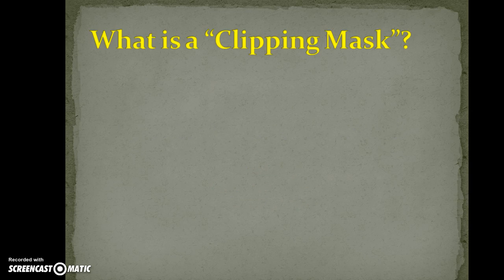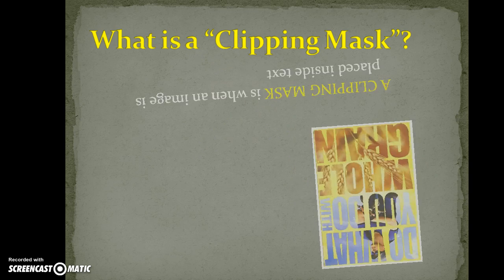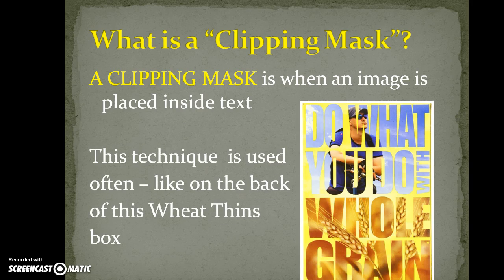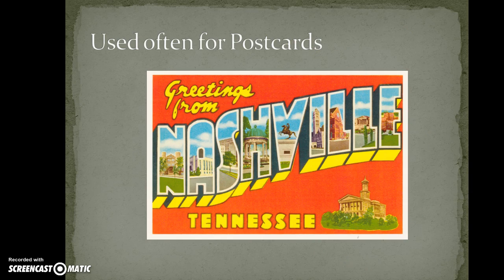First of all, what exactly is a clipping mask? A clipping mask is when an image is placed inside text, usually done in advertisements like this Wheat Thins box, where they have one image placed inside their text, "do what you do with whole grain." It's often used in making a postcard, like this one for Nashville. Notice there's a different image inside each letter.